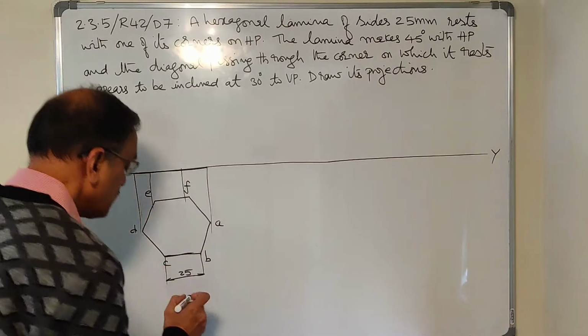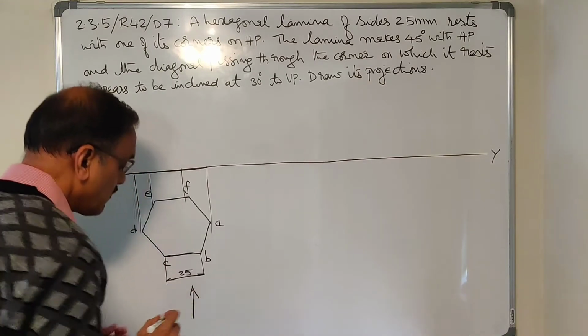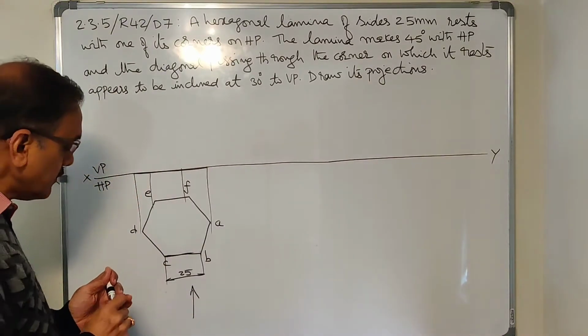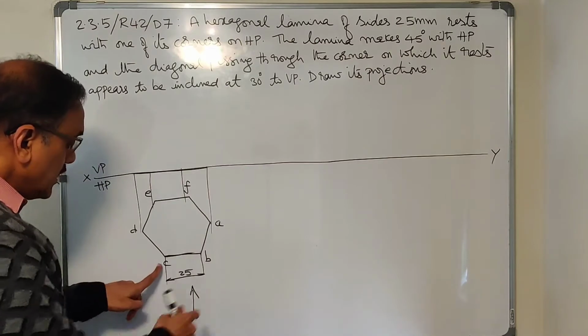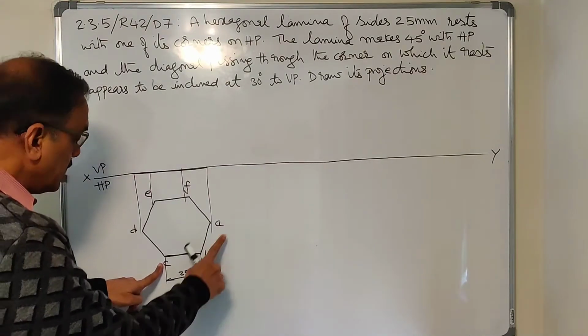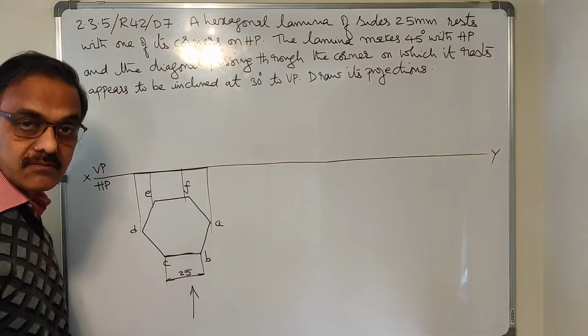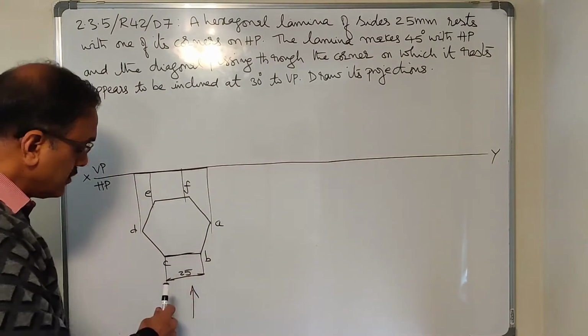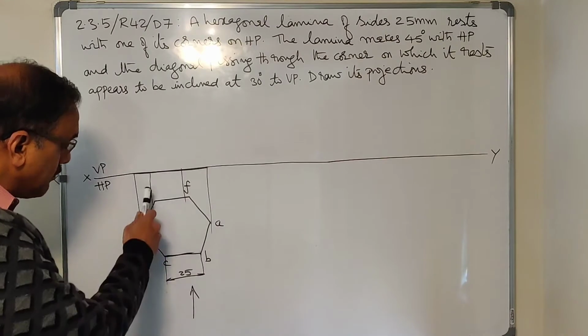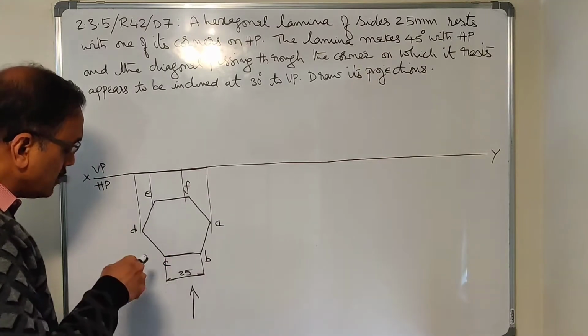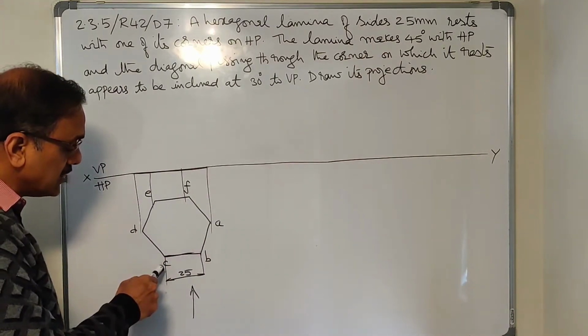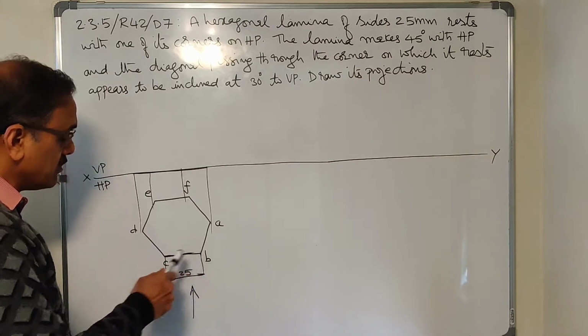Now when you look from here, this is the position of the observer in first angle projection. C and B are visible. A and D also are visible to the observer. E and F will not be visible when you are looking from here. Okay. C and E are in the same line to the observer, so the observer will be able to view only C. Similarly, only B will be visible.